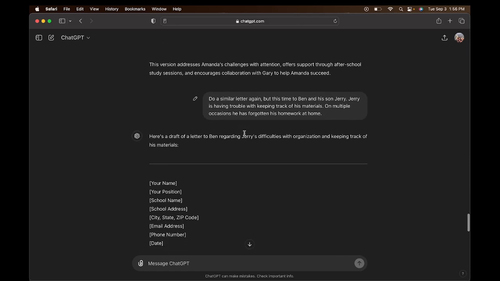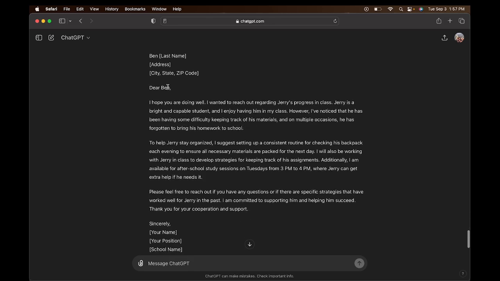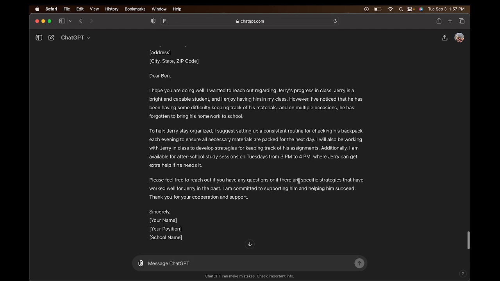Let's do one more. So do a similar letter again, but this time to Ben and his son Jerry. Jerry is having trouble with keeping track of his materials. On multiple occasions, he has forgotten his homework at home. So third unique problem, but it still wrote up a very similar letter. It's still customized, it's still personal, but this time it says, I've noticed that he has been having some difficulty keeping track of his materials, and on multiple occasions he has forgotten to bring his homework to school.